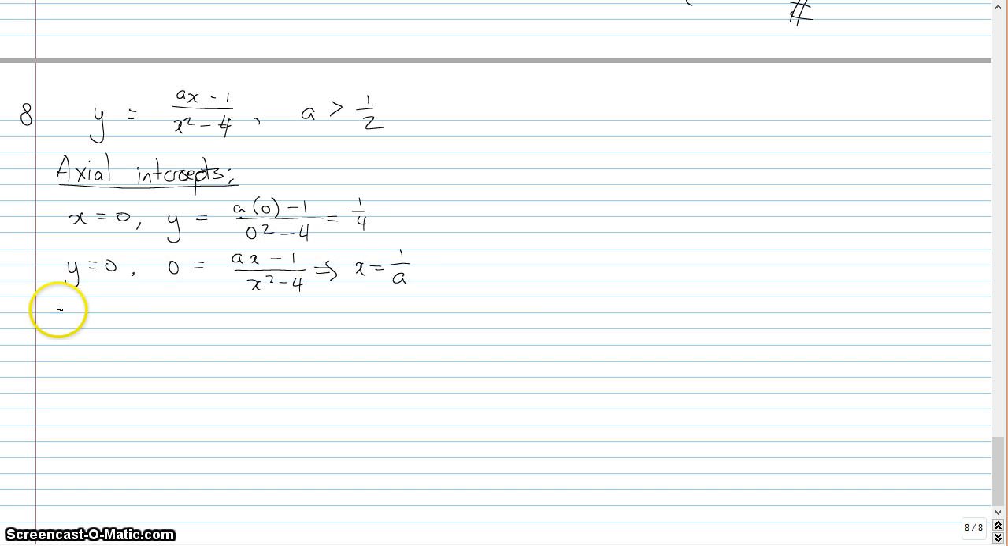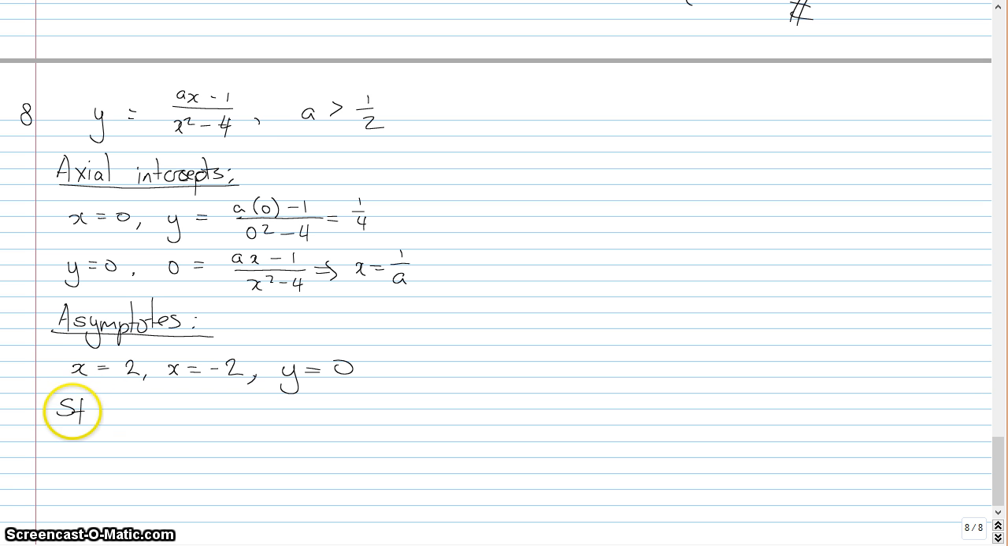What about asymptotes? So we recognize that the denominator can be factorized into (x plus 2)(x minus 2) as difference of squares. So x equals 2, x equals minus 2 are definitely vertical asymptotes. We also have one horizontal asymptote. We recognize this is a proper fraction, a proper rational function. So y equals 0 is going to be our horizontal asymptote.